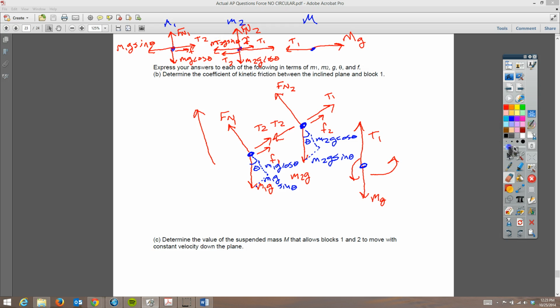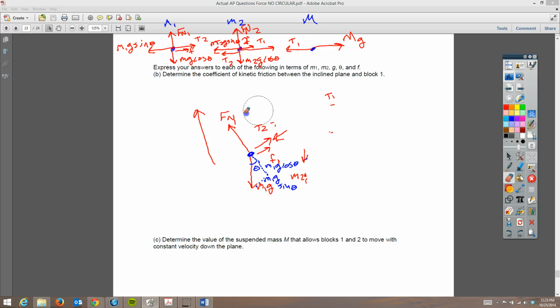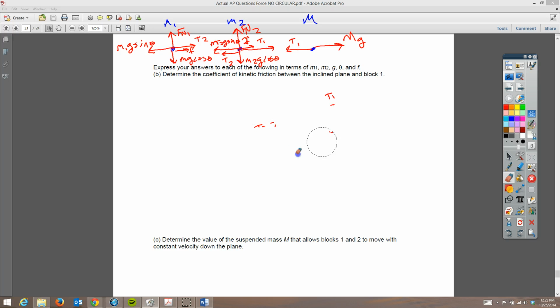At this point, I'm going to go ahead and erase what we have down on the bottom here so that we can go through and do some things. So there we go. And now they want us to find the coefficient of kinetic friction between the plane and block 1. We know that the force of friction is equal to mu times N. And so what we're going to do here is we need to find out what is N, and then what is it that's equivalent to the force of friction.